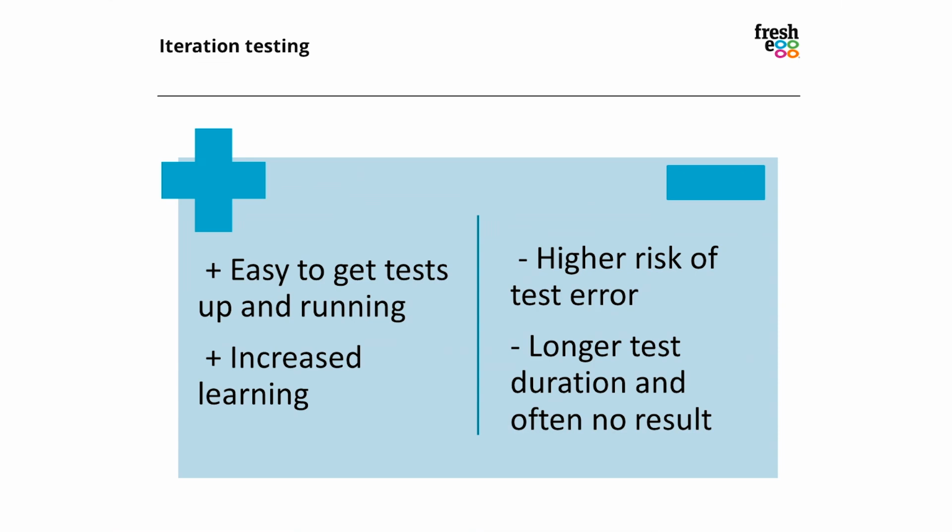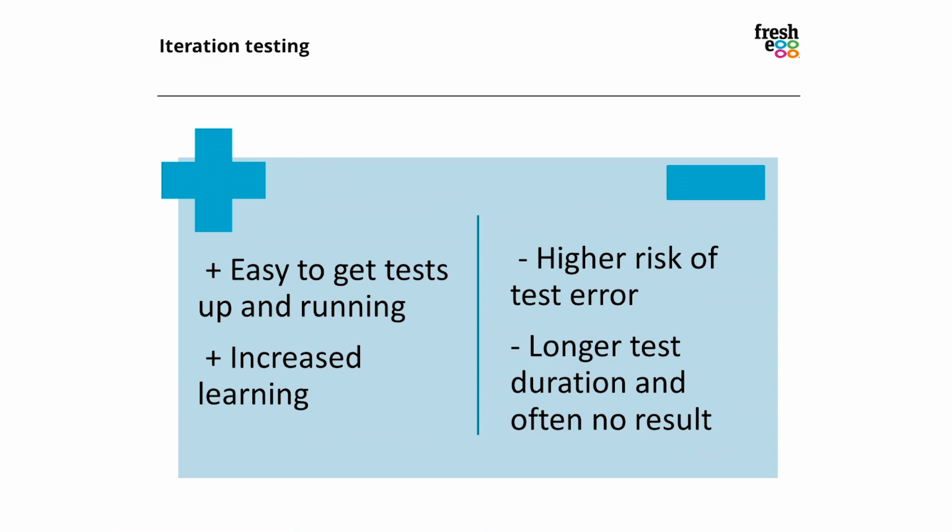Now, there are pros and cons, of course, to both, as you might imagine. Iteration testing is typically quicker and easier to get tests up and running, so you can get learnings very quickly. The amount of learning you get is typically increased, because when you're doing iteration testing, you tend to be testing small individual elements. You're minimizing your variables, whereas in innovation testing you might be testing multiple different changes at the same time, and so it's harder then to break down what is having that change. But with iteration testing, there's a higher risk of test error. So when you're running more tests and greater variation numbers, you increase your chance of getting false positives and false negatives.